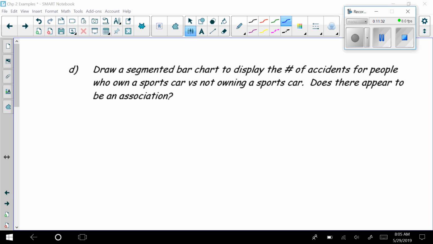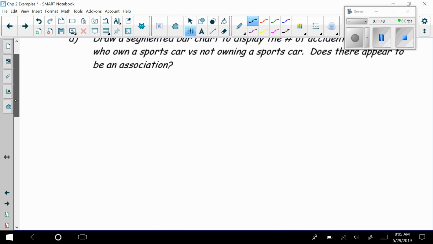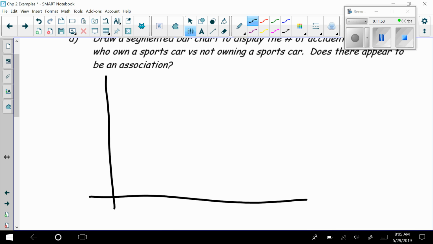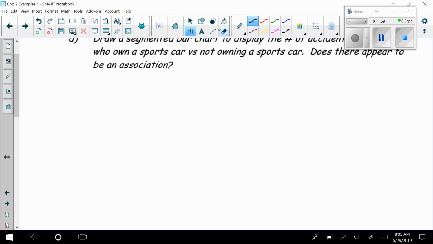So what we want to do now is draw a segmented bar chart to display the number of accidents for people who own a sports car versus not owning a sports car. And we're going to test to see if there's an association. So what I need to do first is set up my graph. Ideally, those should be perfectly straight. I could cheat, I suppose, since I have the software here, and draw perfectly straight lines.